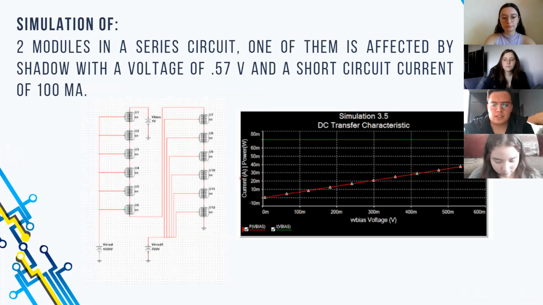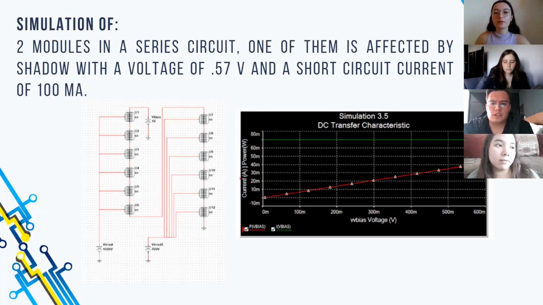Finally, this last circuit is the same as the previous one, but we changed half of the cells, one module, to have some shadow. So we reduced its sunlight to 70% of its capacity. This resulted in a 70 milliampere current and a 39.99 milliwatt power output. This showed that the shadow affected all the circuit and not just half of the cells.